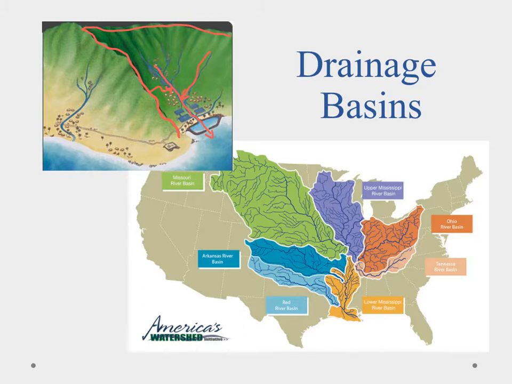So for this stream here that we can kind of see right here is where the stream is, its drainage basin is going to be this entire area here. So it can be small, it can be a single valley draining into a single stream, or we can have large drainage basins. And perhaps one of the largest, and the largest in our country, is this one you see right here. And this here is going to be the Mississippi drainage basin.